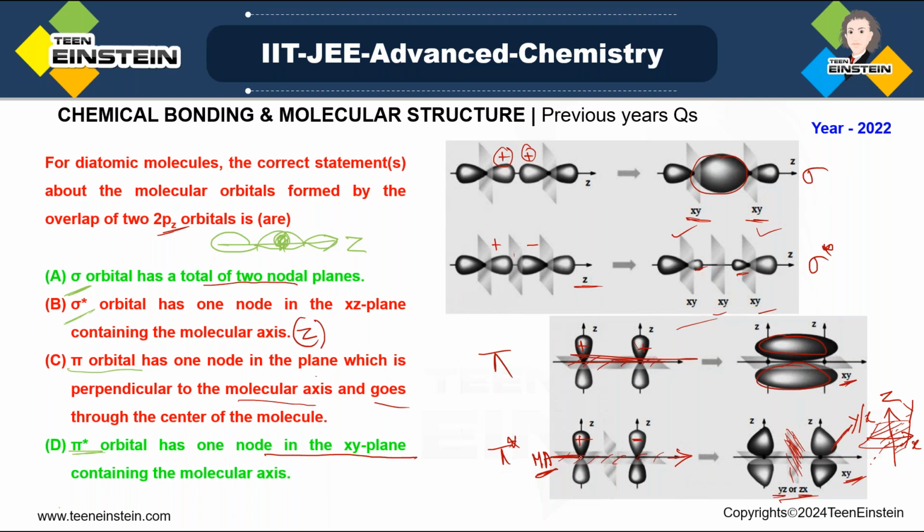Then the second option is saying sigma orbital has one node in the xz plane containing the molecular axis, but there is no plane in the xz plane. It is in the xy plane. All the nodes are in the xy plane. So this is not correct. Okay. So A and D, these two will be correct.